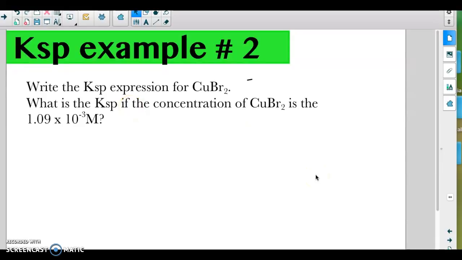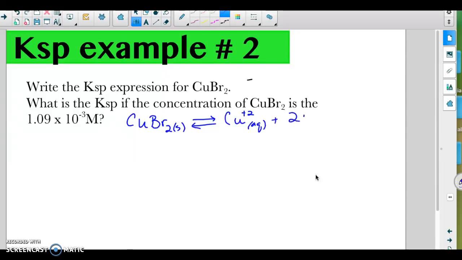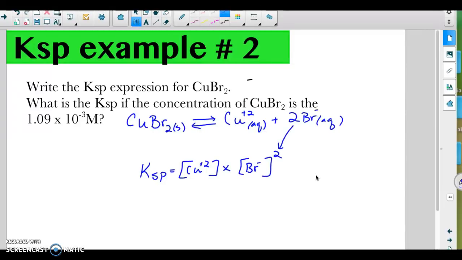Here is another type of problem. For this problem, they give you the molarity to start with, so it's not as much work as that last one. I would want to take the copper(II) bromide, the solid, and dissociate it into the copper ions and the bromide ions. And then I would want to write the Ksp expression, which is only going to include the ions and not the solid. So for this one, I'm going to square because there's a 2 in front, the coefficient of the bromide. So I know that I'm going to make 1.09 times 10 to the negative 3rd molarity of the copper(II) bromide.